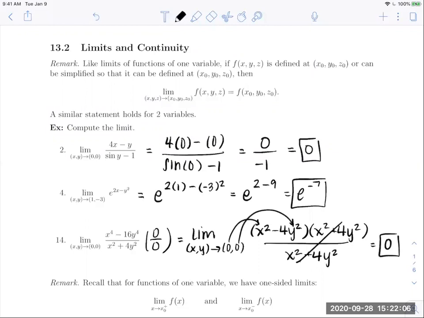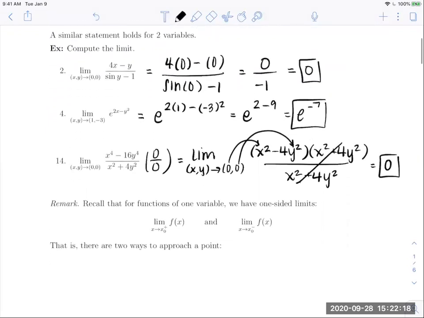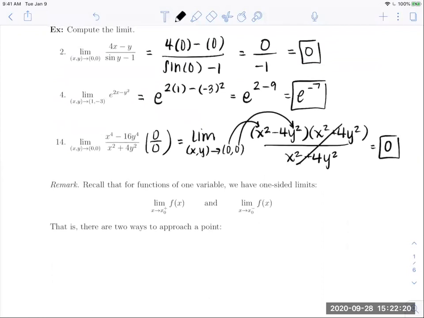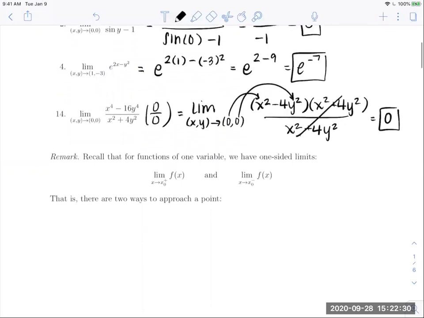All right, so these are examples of limits that we can compute directly by either plugging in our limiting values for x and y, or by simplifying first, in this case, factoring in problem 14. All right, so how are limits going to be different in 2 or 3 dimensions from what we understand in limits in 1 dimension? So I have here, recall that for functions of one variable, we have one-sided limits.